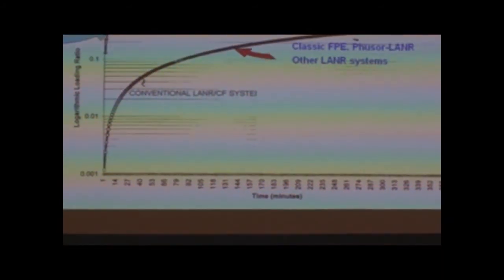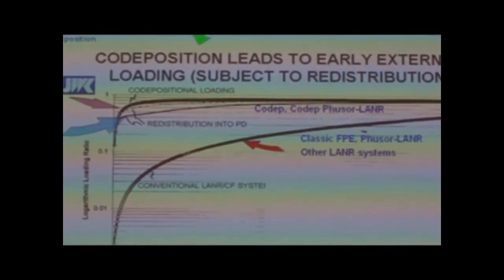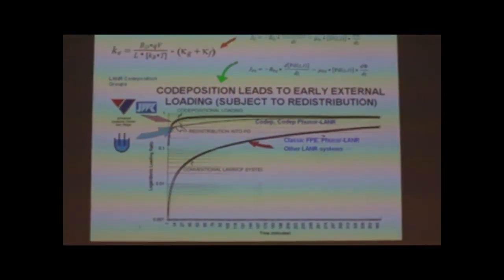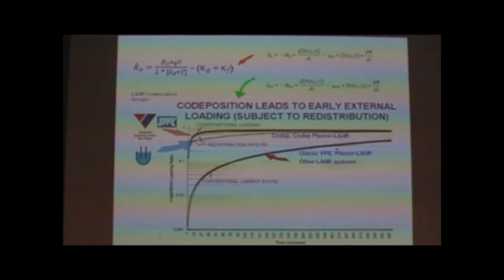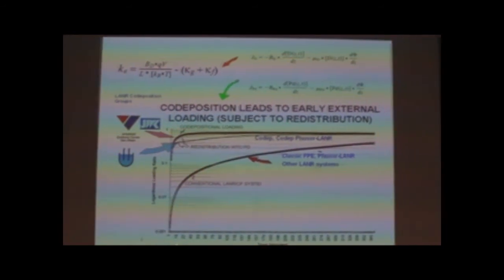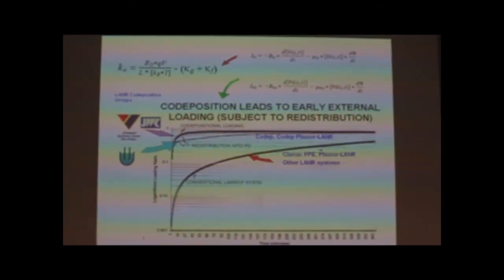And when I did that, I found if we did this, we get a very high ratio immediately of deuterium to palladium. Now, what's interesting is if you plot this out, this is a theoretical curve where we're applying time here, and this is the logarithm of the loading ratio. We see that conventional cold fusion loads very slowly. In co-deposition, you get very high levels.